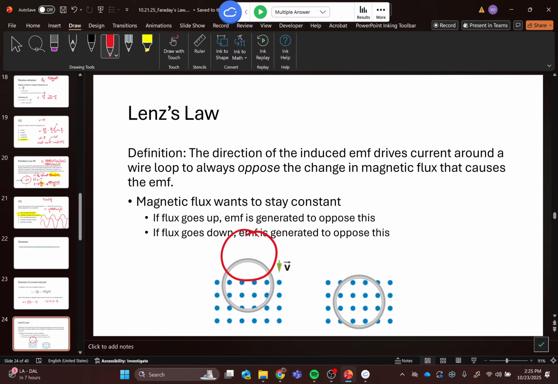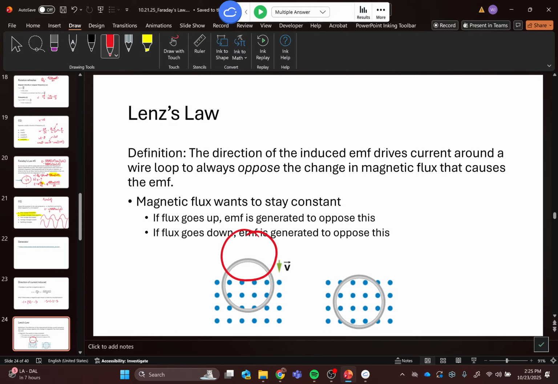0, right? Now, whenever we talk about flux, a great way to think about flux is how many field lines are going through my surface. That is what flux is. How many field lines are going through my surface? You can almost think of it like a flow. Nothing's actually flowing, but that might be helpful to understand it.